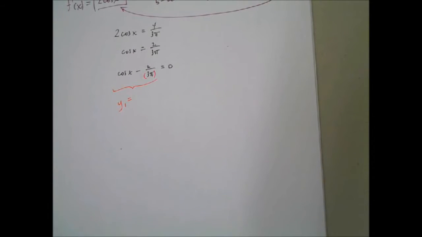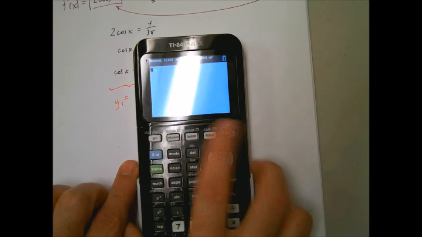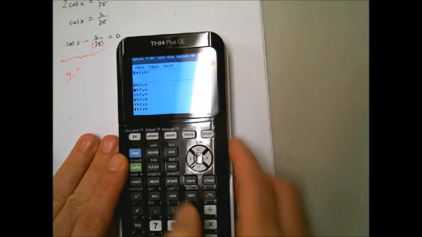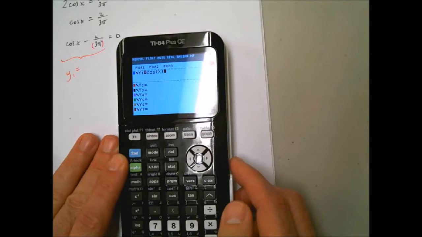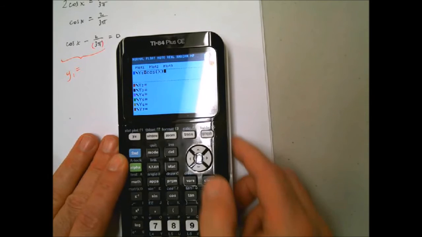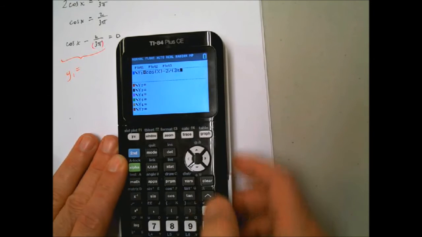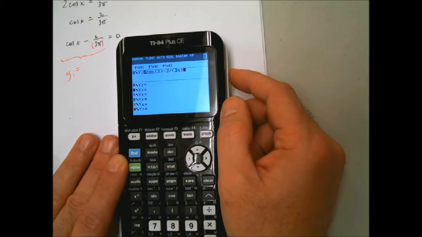So let's grab the calculator, and I'm going to clear out what was in there, and y equals, clear that out. So I'm going to be doing cosine x. Make sure you're in radians when you're doing trig stuff, or anything really with calculus. Make sure you're in radians. Cosine x minus 2 divided by 3 pi. And I have parentheses around the 3 pi because otherwise it won't realize it's in the denominator.